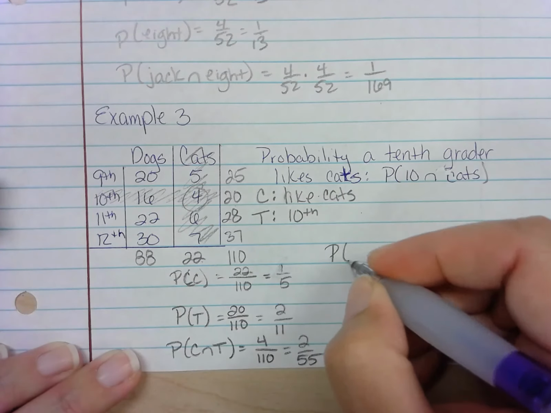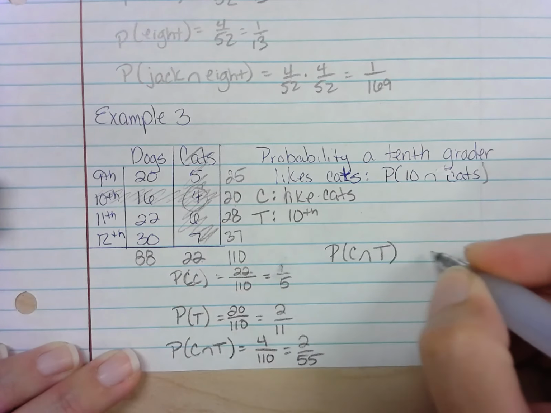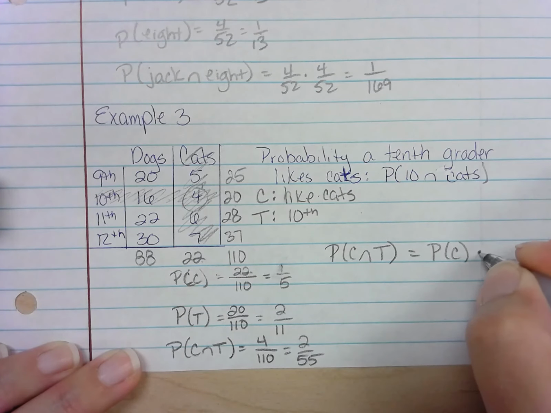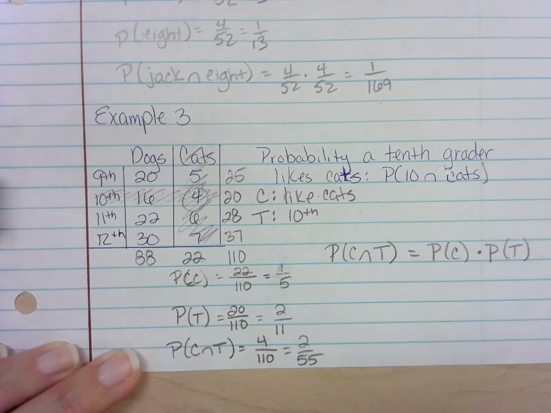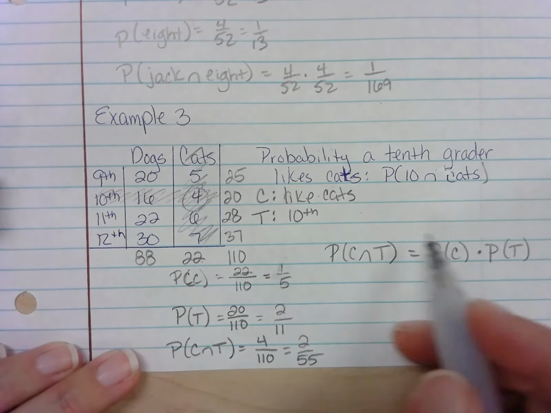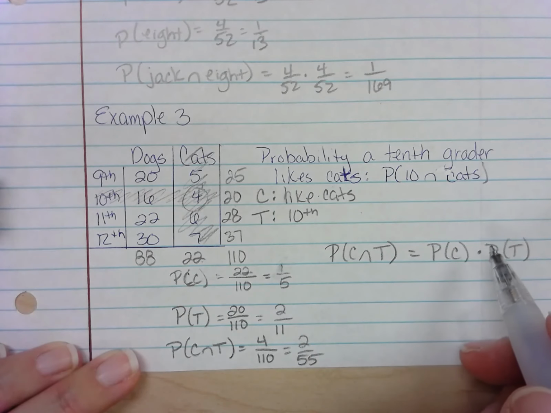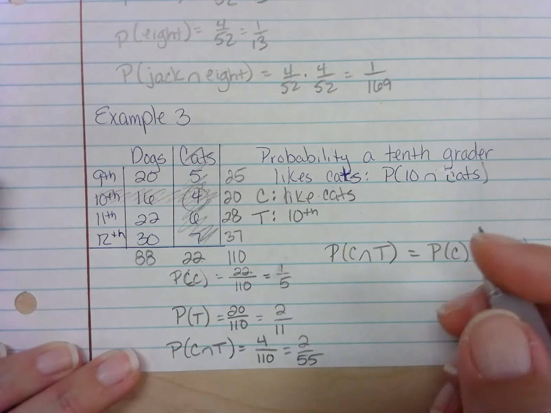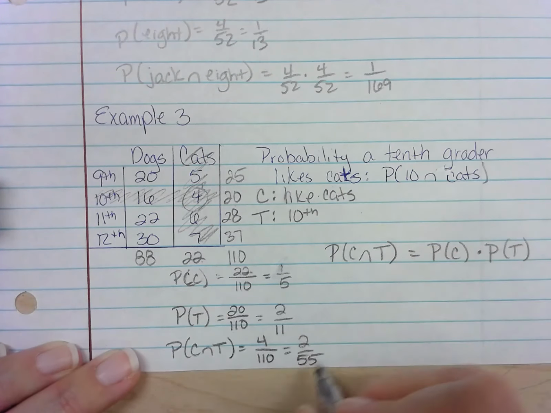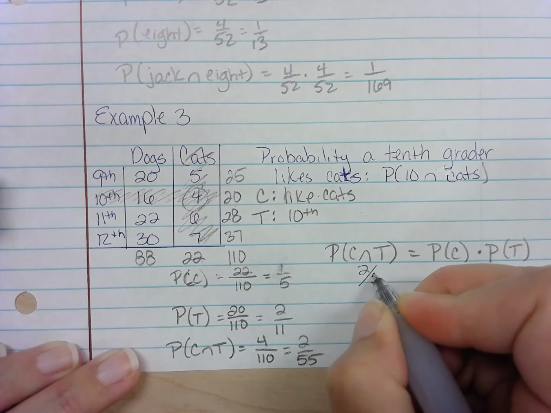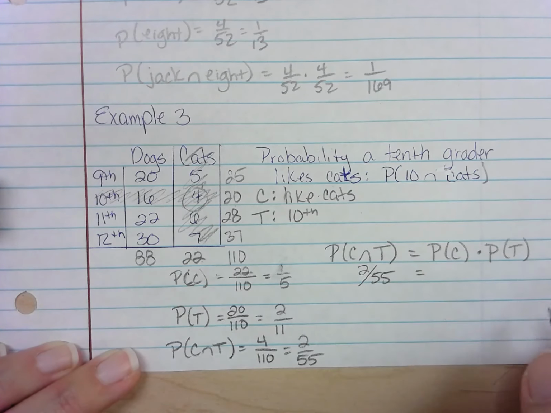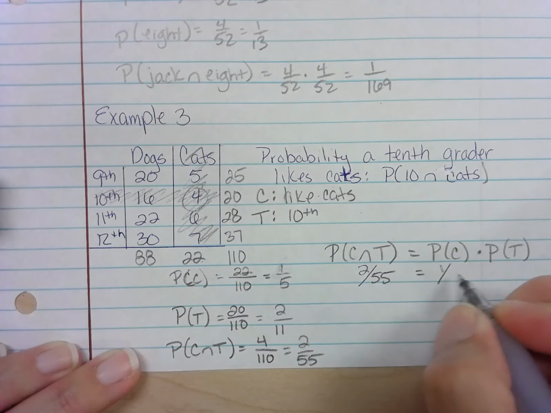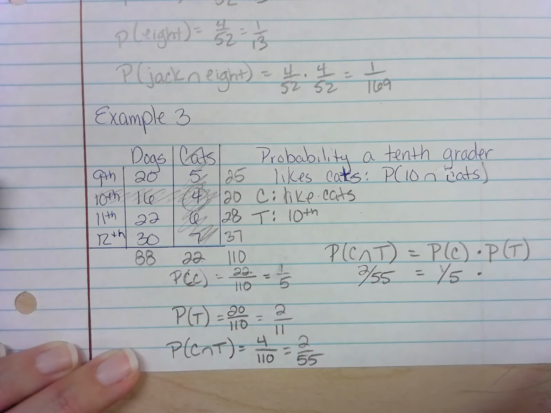The probability that someone likes cats and is in the 10th grade should equal the probability that someone likes cats times the probability someone's in the 10th grade. And if this statement comes out to be true, then we know that these are independent events. So we calculated that this is 2/55, and the probability of liking cats is 1 out of 5, and the probability of being in the 10th grade is 2/11.